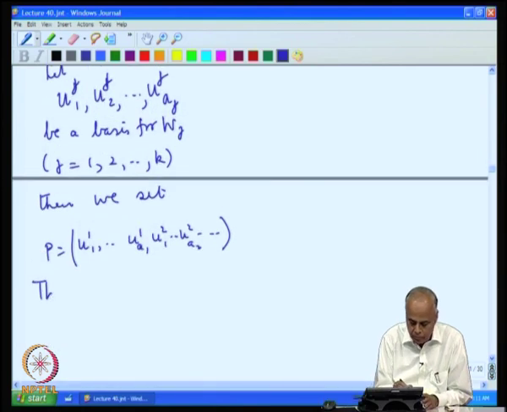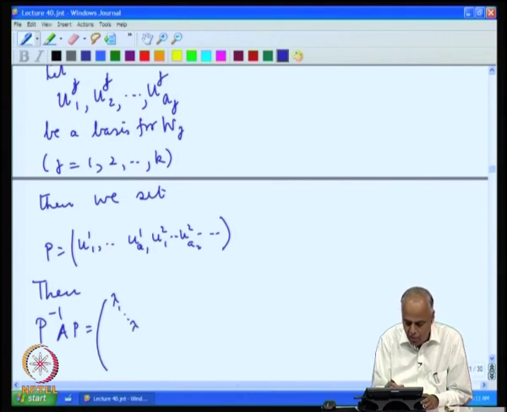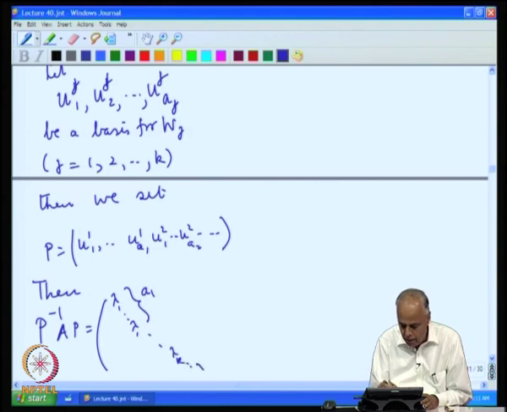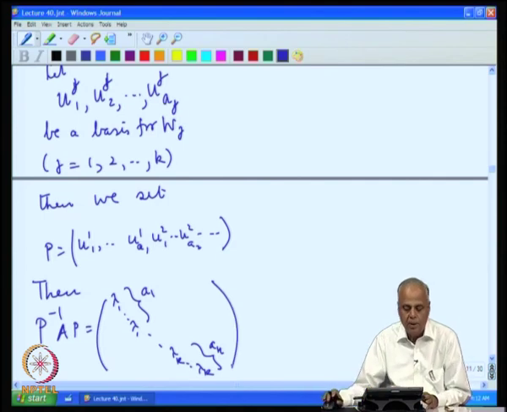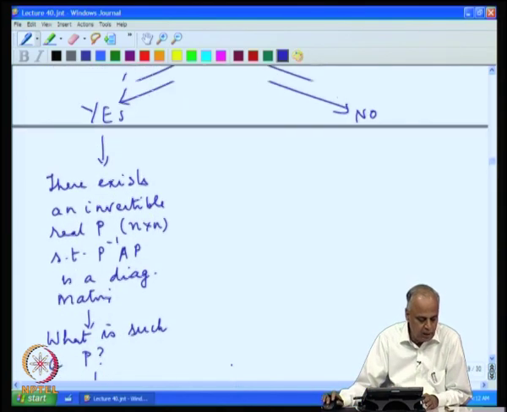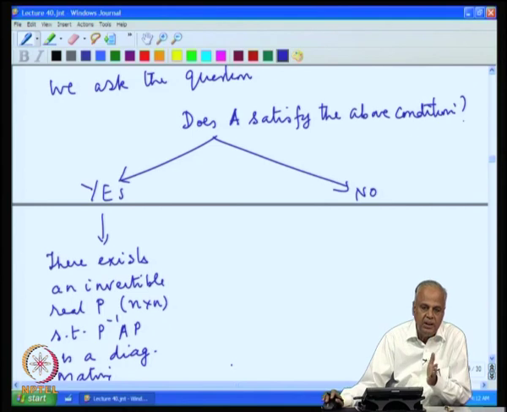Then P inverse A P will be a diagonal matrix where lambda 1 will occur a1 times and so on, lambda k will occur ak times. So, that is the case when A satisfies the conditions for the existence of a P.